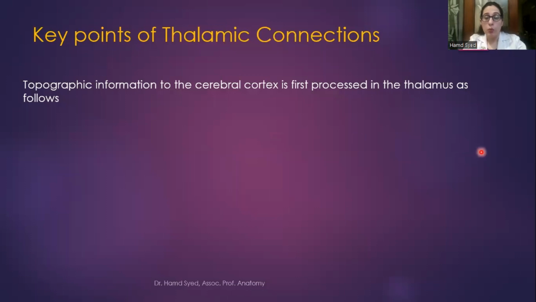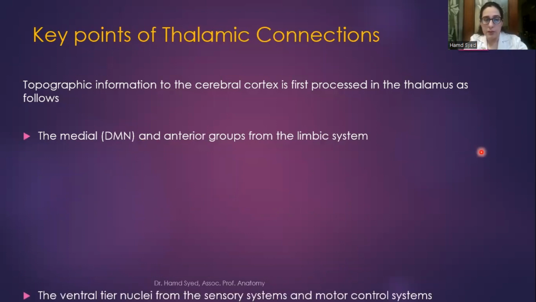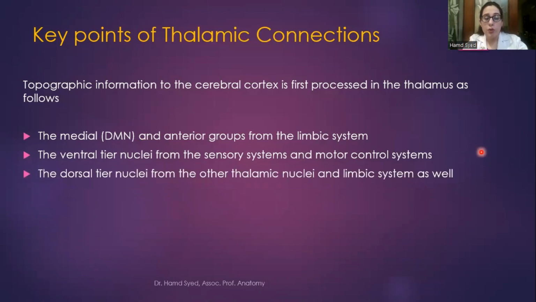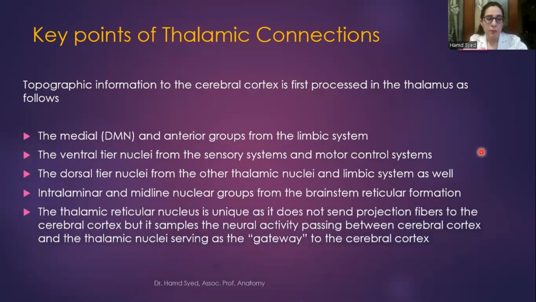So what are the key points if we want to summarize the connections of the thalamus? Topographic information to the cerebral cortex is first processed in the thalamus as follows. The DM and anterior groups from the limbic system, the ventral tier nuclei from sensory and motor systems, the dorsal tier nuclei from the other thalamic nuclei as well as the limbic system, and the intralaminar and midline nuclear groups from the brainstem reticular formation. The thalamic reticular nucleus, remember, is unique because it does not send projection fibers to the cerebral cortex, but it samples the neural activity passing between the cerebral cortex and the thalamic nuclei, serving as the gateway to the cerebral cortex.